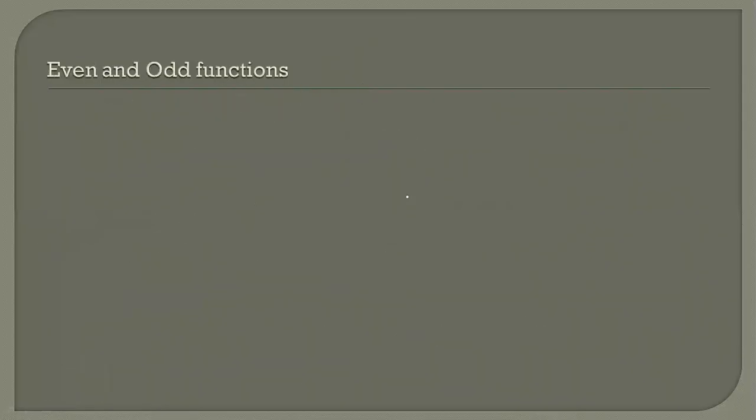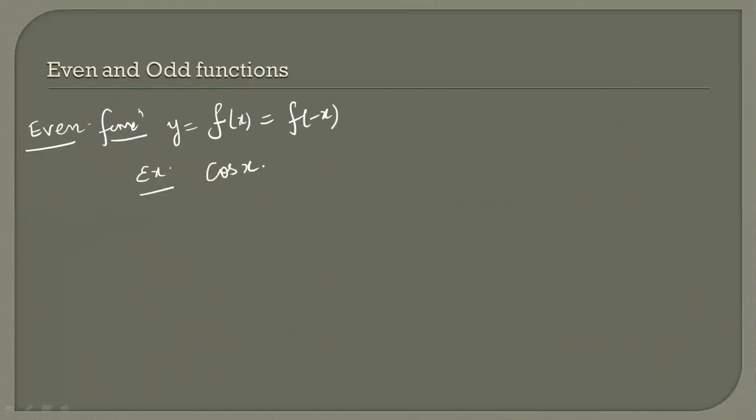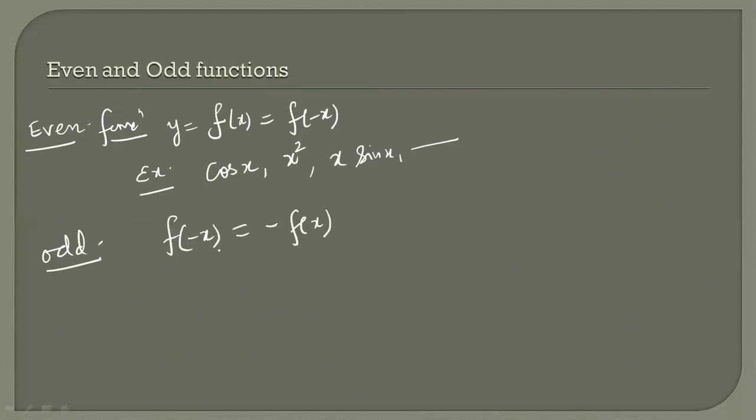Now, what are even and odd functions? Even function: a function f(x) is called an even function if f(x) is equal to f(-x). For example, cos x, x square, x sin x are even functions. What are odd functions? If a function satisfies f(-x) equal to -f(x), then it is called an odd function. For example, sin x, x cube, you can verify it.